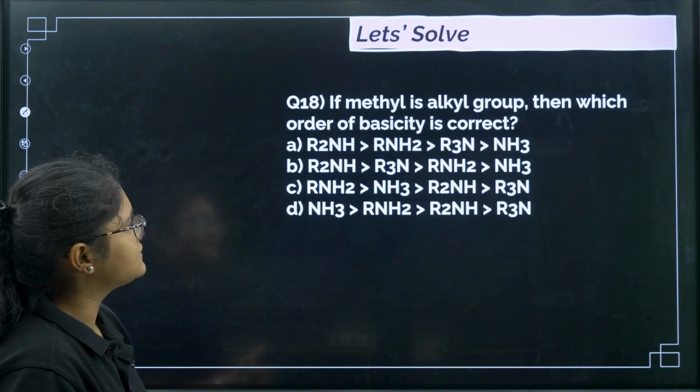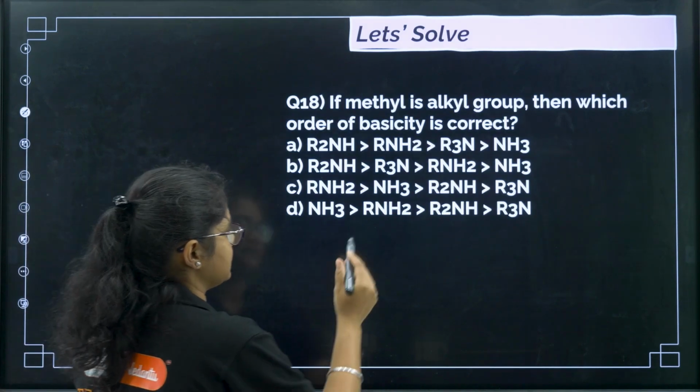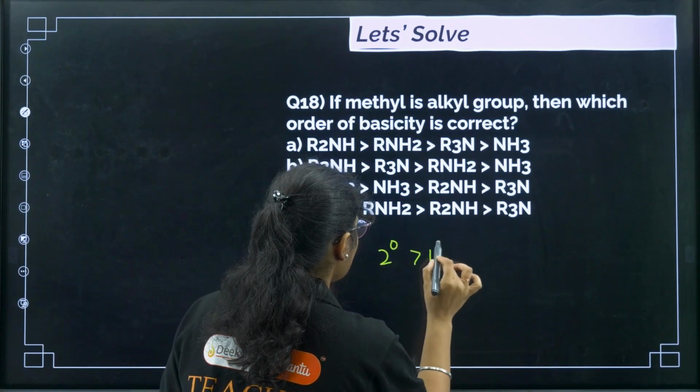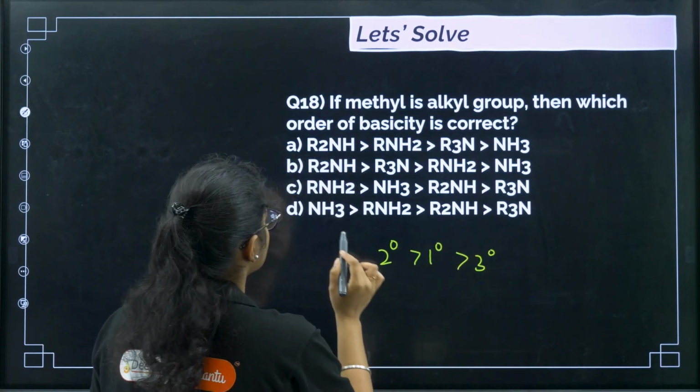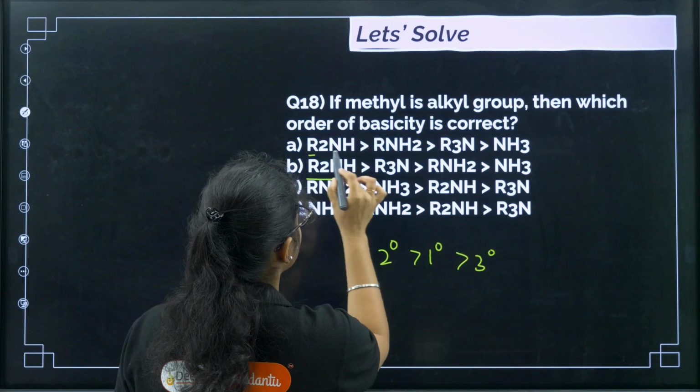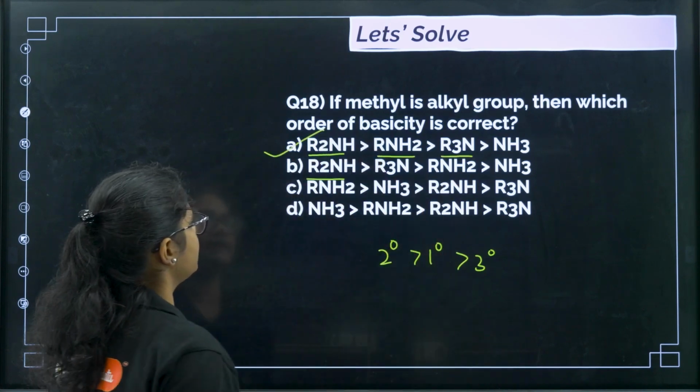Next, if methyl is alkyl group, then order of basicity, that is 2 degree, 1 degree, and 3 degree, right? So you have 2 degree, 1 degree, 3 degree, option number A.